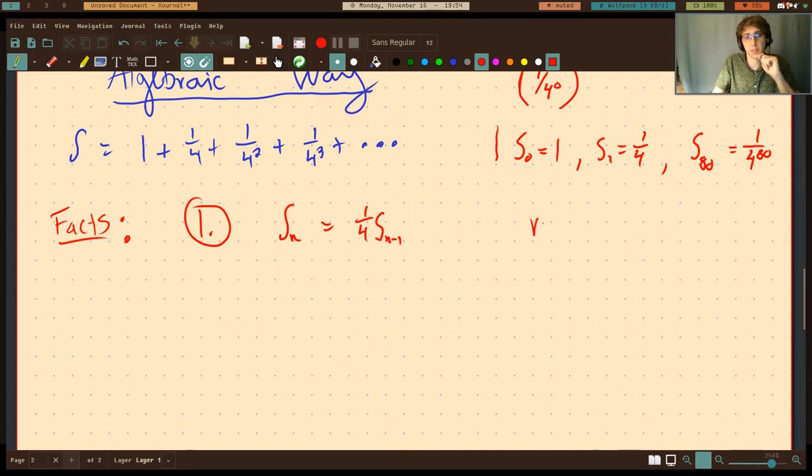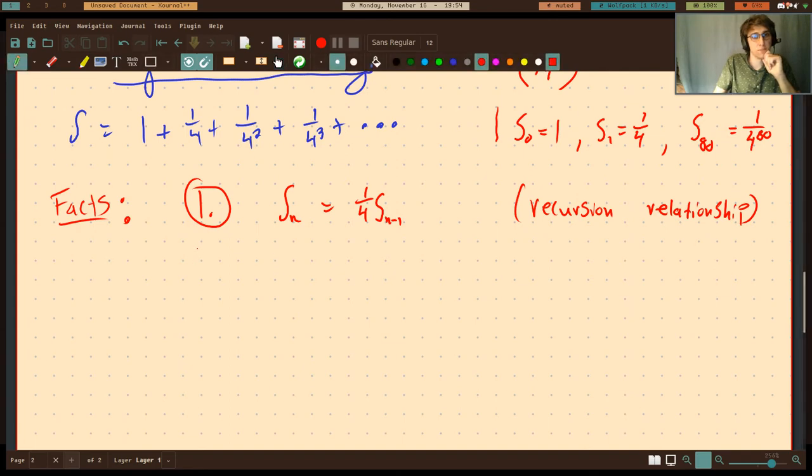Like I said, this is sometimes called a recursion relationship. So that's the first thing: there's a way to build the whole series using just one equation. If I plop you at any point in the series, you can find out what the next term is or what the previous term is, or you could even start from there and build the whole series. And the second thing is that S is infinite.